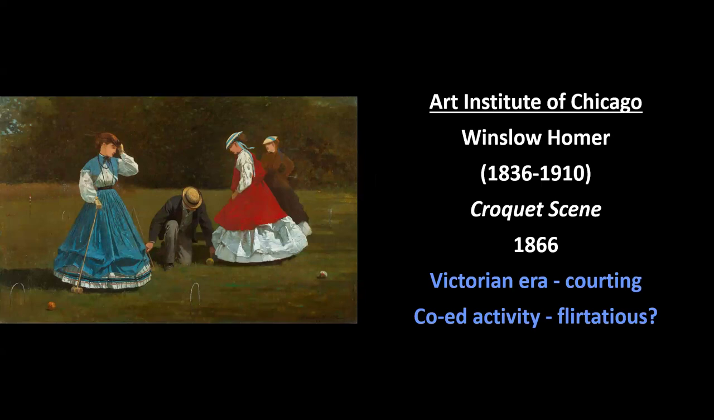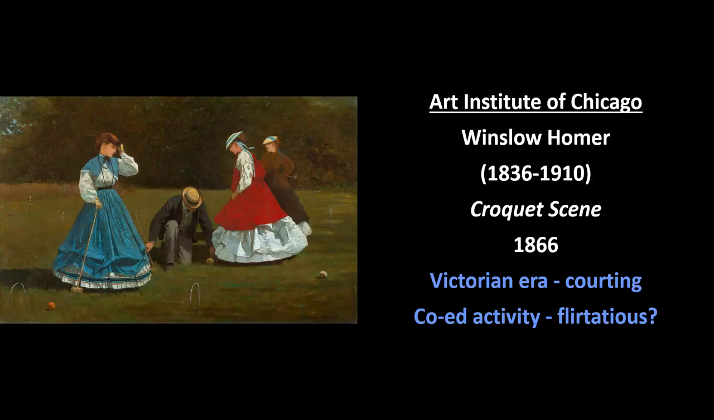So this is at the Art Institute Chicago. It's called Croquet Scene from 1866. Croquet was a sport that became popular during this time. It was imported from England, where it was very popular there. And one reason why it was really popular was because it was one of the few social activities that men and women could do in kind of like a co-ed type of activity.